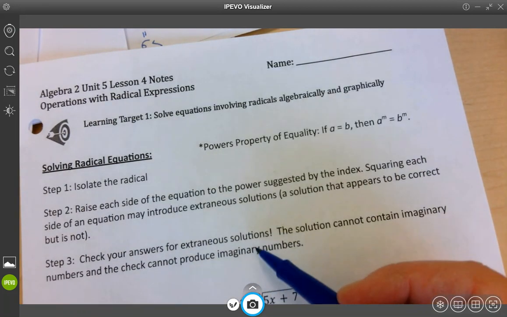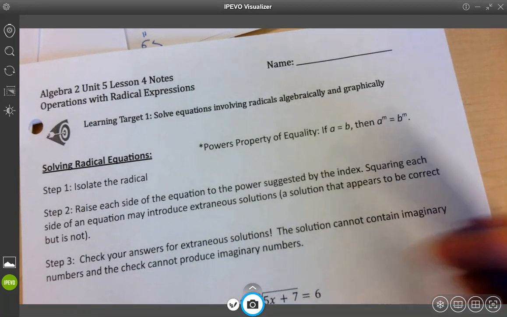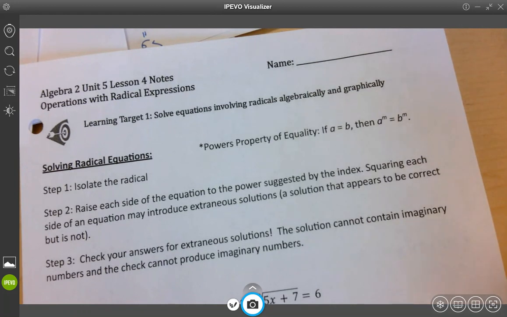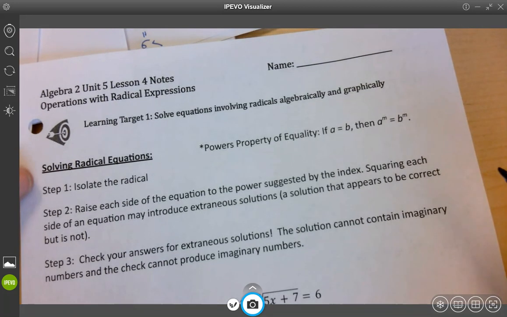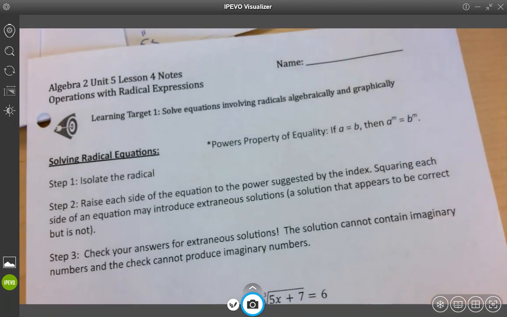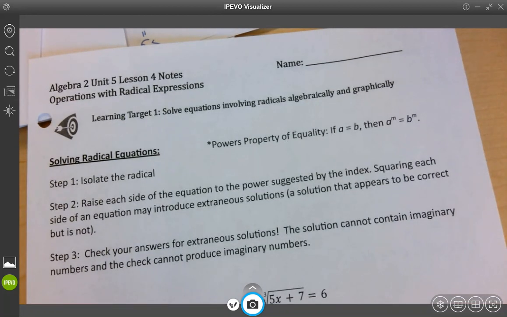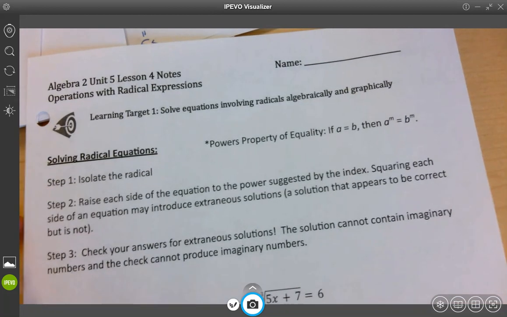And then check your answers for extraneous solutions, because we've already seen that you can get an extraneous solution. And then sometimes you might have more than one answer and only one of them will work. Sometimes you have one answer and it just doesn't work.